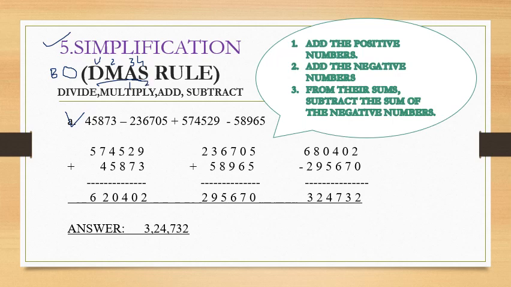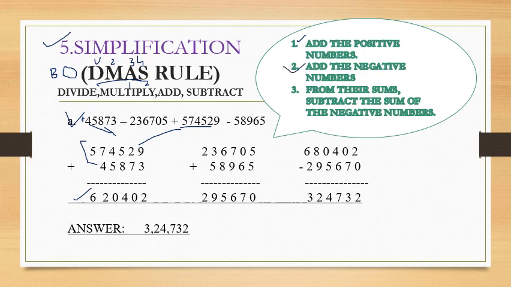So let's begin. Here you can see a few positive numbers and negative numbers. Before moving to this question, let's see a few steps on how to solve it. Add the positive numbers. As you can see here, the first number is positive, the third number is positive. So you will add these two numbers as we have added here. And what answer did we get? 6,20,402. After adding these positive numbers, we got this.